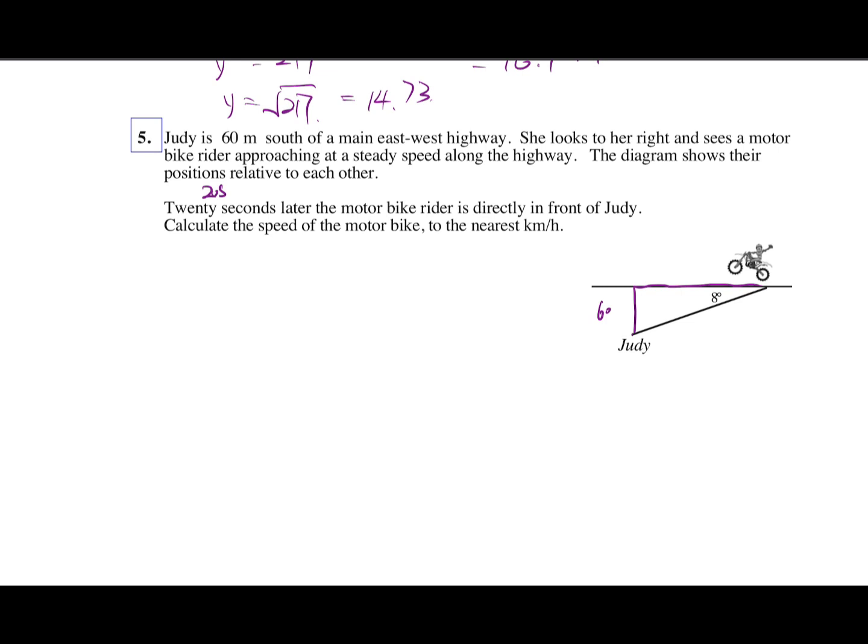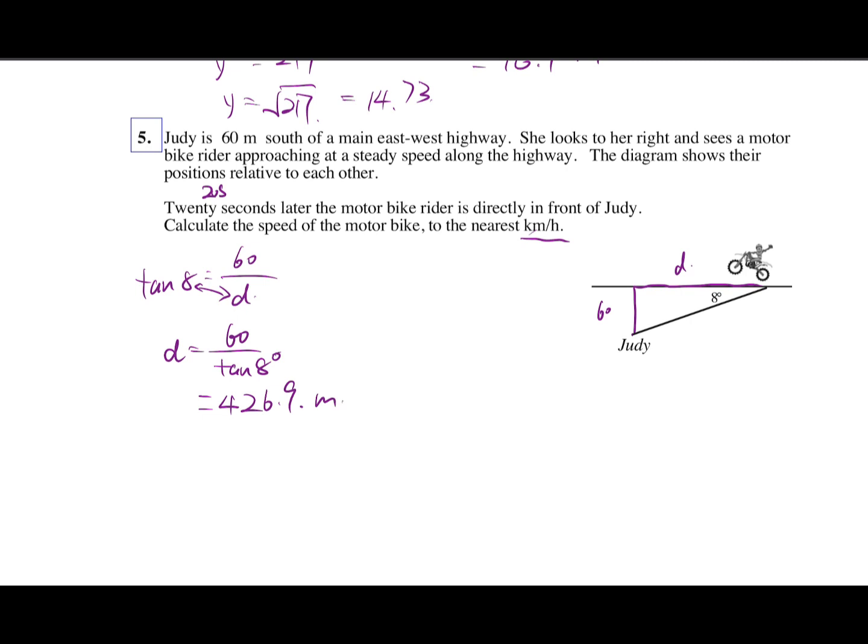Okay, first we need to find the distance from here. Tangent 8 is 60 divided by the distance, and then switch these two, and d equals 60 divided by tangent 8, so it's 4. Okay, and then we need to change into kilometers.